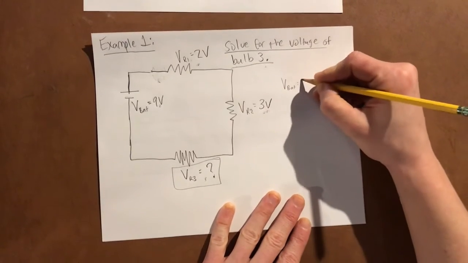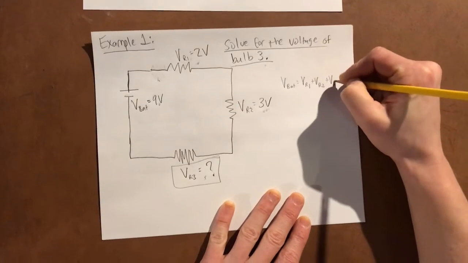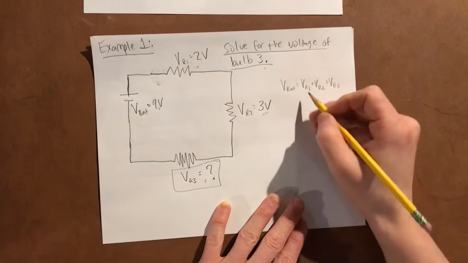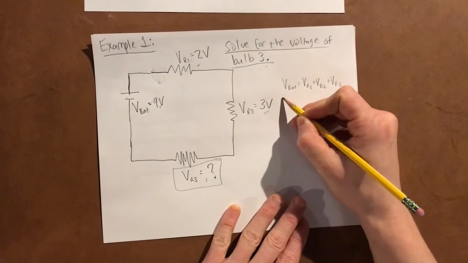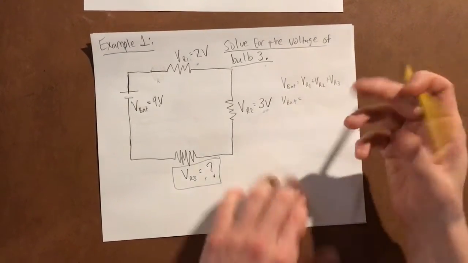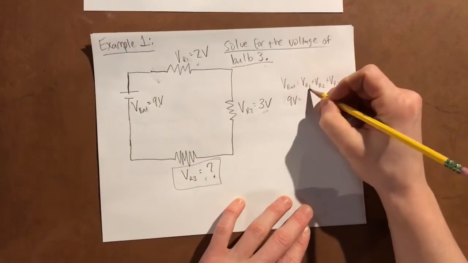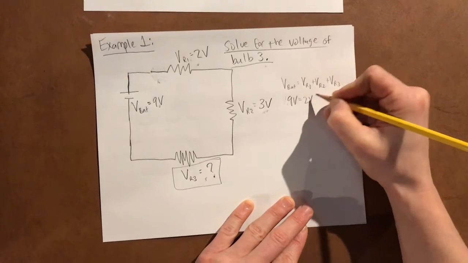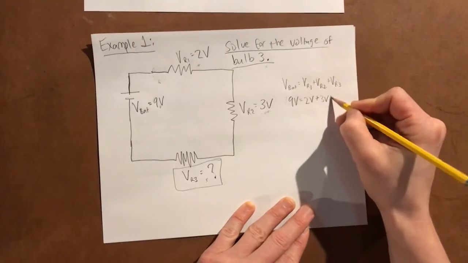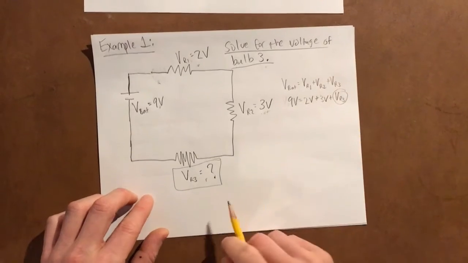So let's write down our formula. The voltage of the battery equals the voltage at R1 plus the voltage at R2 plus the voltage at R3. And if there was a fourth bulb, you would write plus the voltage at R4. But we don't have a fourth bulb. So the voltage of the battery, we can plug in for that. That's 9. The voltage at R1, that's 2 volts. The voltage at R2, that's 3 volts. And we're going to solve for the voltage at R3.